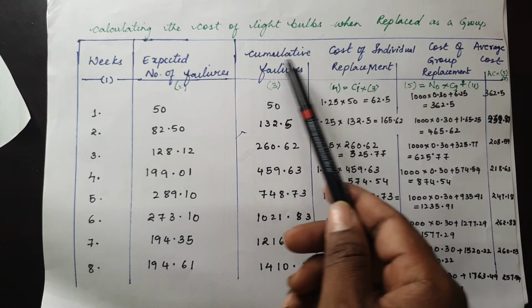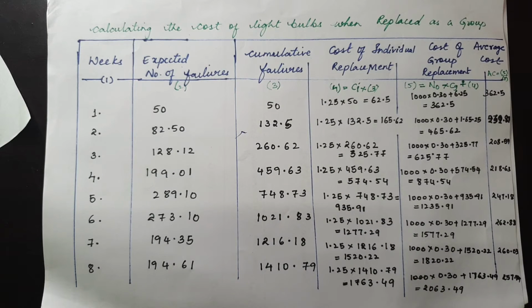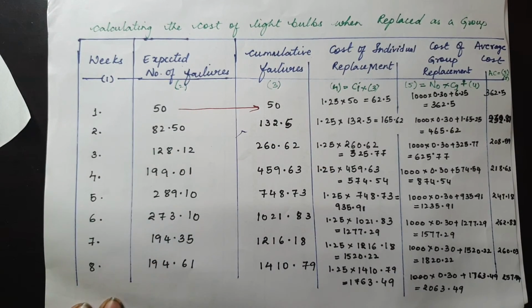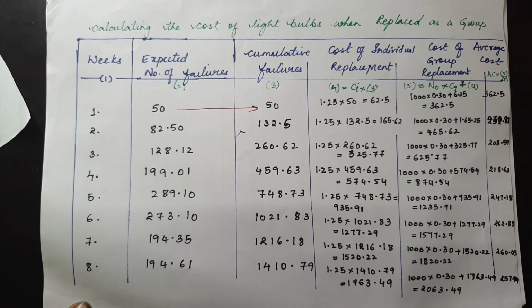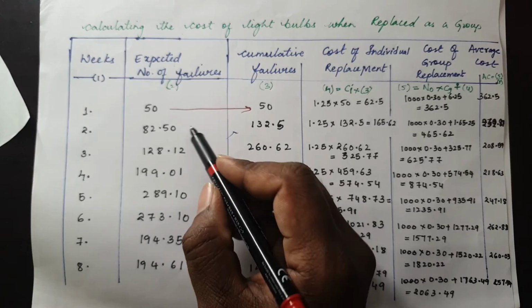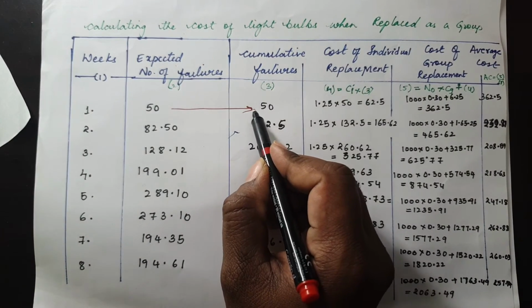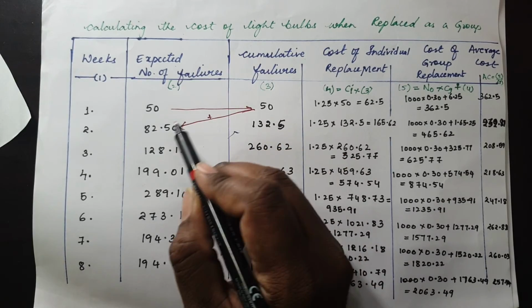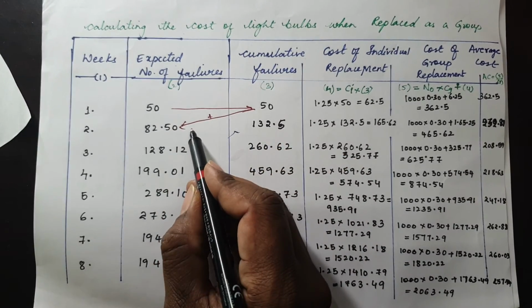Now cumulative failure. Next, what do you have to write? Cumulative failure. How to write the cumulative failure? First you have to write this one as it is, 50. Next, this 50 plus this one, 50 plus 82.50, how much will you get?